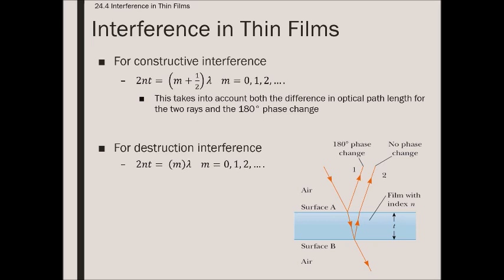When this happens, these are our equations for constructive interference. We're going to use the m plus a half because of this 180-degree phase inversion. So 2nt is basically the thickness of our material, and we have to put an n in there because the index of refraction affects the wavelength of light. And m is some integer, including 0, and lambda is the wavelength of our light. And then for destructive interference, we do not have the 1/2 because of that phase inversion from the one ray.